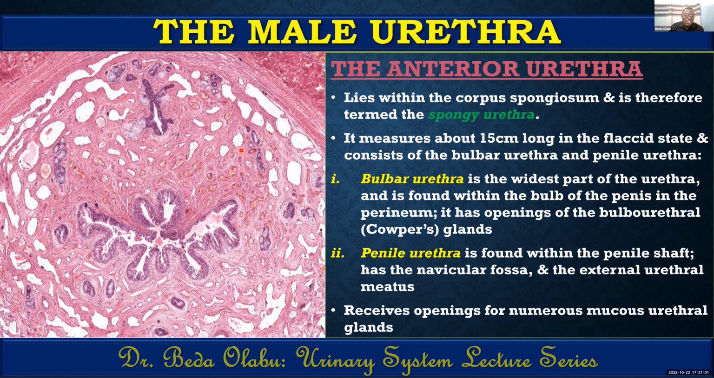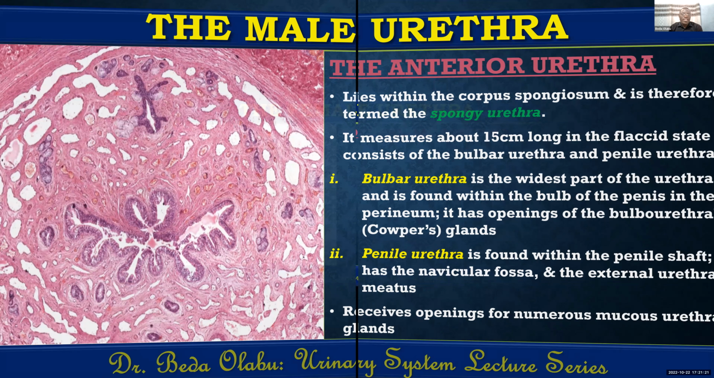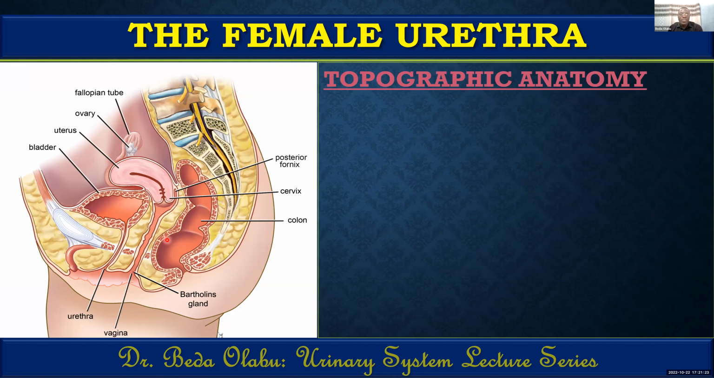Look at this. This is the histology slide of corpus spongiosum. So this is the urethra. These are the paraurethral glands, also called the glands of Littre, which empty into the anterior urethra. Okay, that is male urethra. Now let's talk about the female urethra.